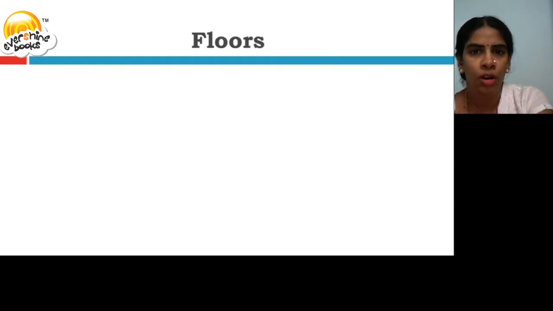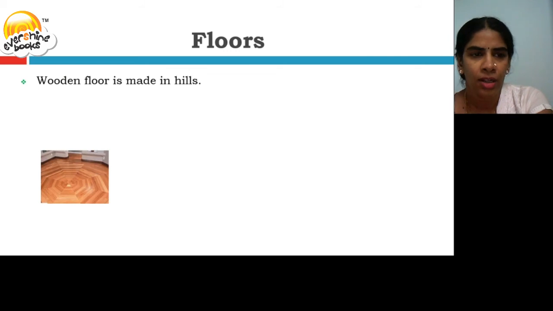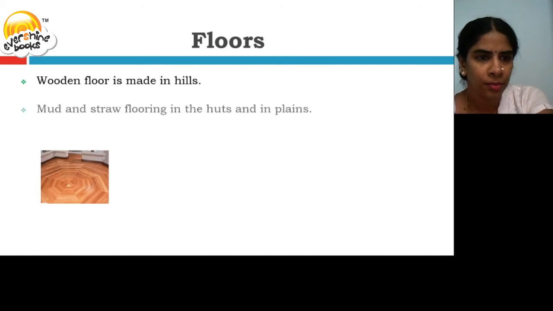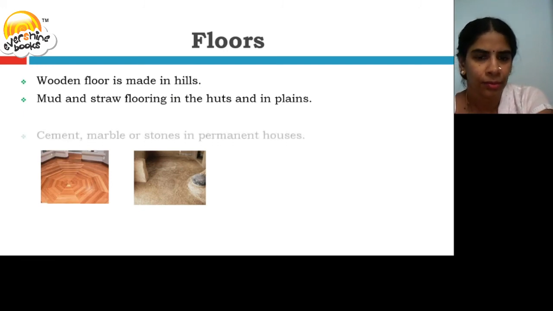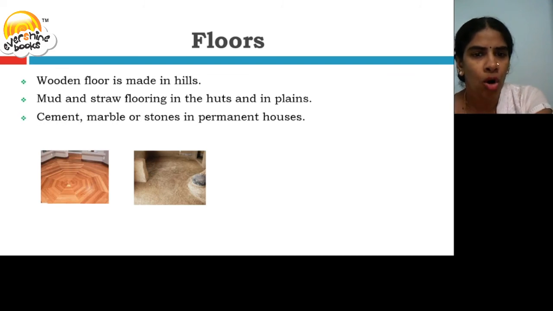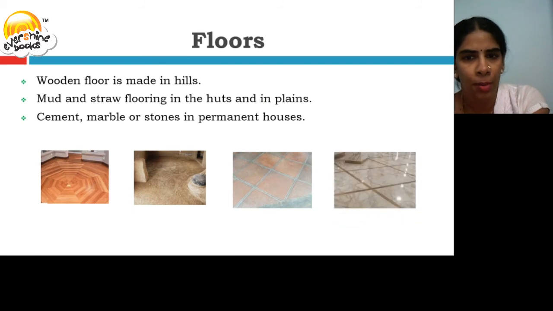Next we are going to talk about floors. Wooden floor is made in hilly places. Houses in hills will have wooden floors to avoid the cold. Mud and straw flooring you can see in huts. Huts are most probably seen in the plains. We can see cement, marble or stones in permanent houses. So wooden floor you can see in the hills, mud and straw flooring in the huts, and cement, marble or stones in the permanent houses.